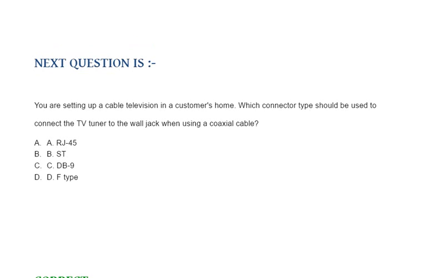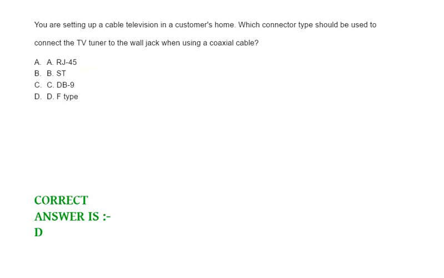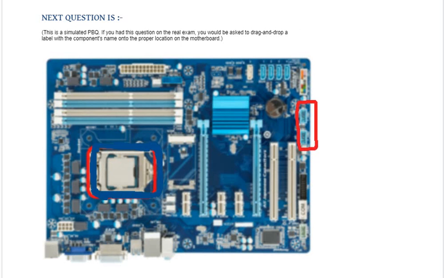Next question is, you are setting up a cable television in a customer's home. Which connector type should be used to connect the TV tuner to the wall jack when using a coaxial cable? Option A RJ45, Option B ST, Option C DB9, Option D F type. Correct answer is option D.